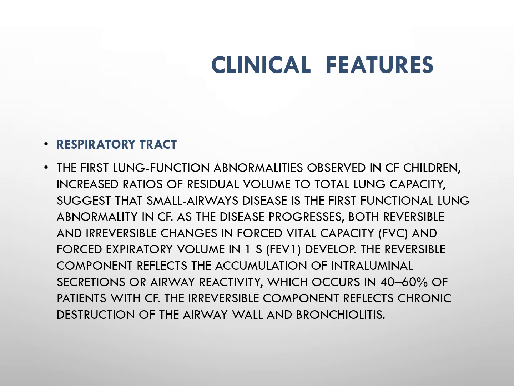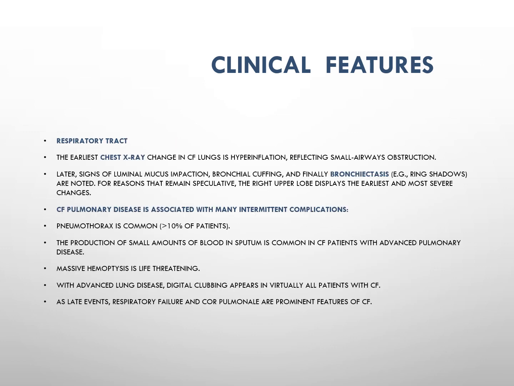The first lung function abnormalities observed in CF children, increased ratios of residual volume to total lung capacity, suggest that small airways disease is the first functional lung abnormality in CF. As the disease progresses, both reversible and irreversible changes in forced vital capacity and forced expiratory volume in one second develop. The reversible component reflects the accumulation of intraluminal secretions and airway reactivity, which occurs in 40 to 60% of patients with CF. The irreversible component reflects chronic destruction of the airway wall and bronchiolitis.